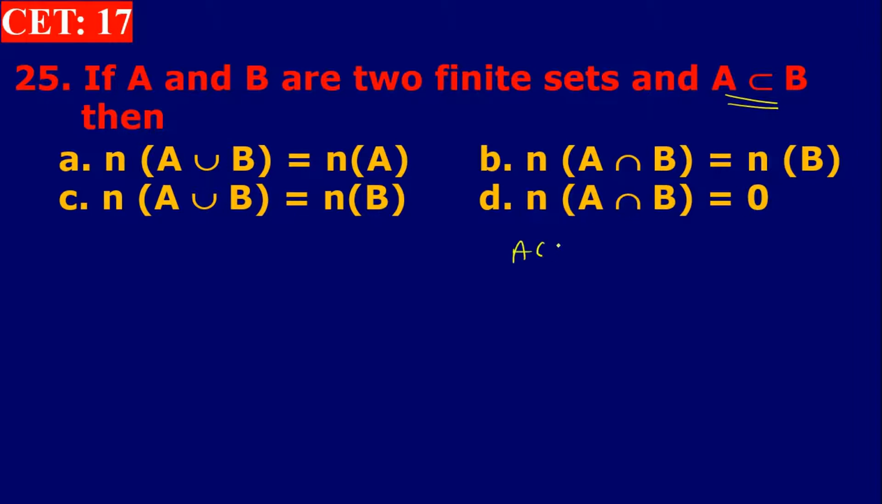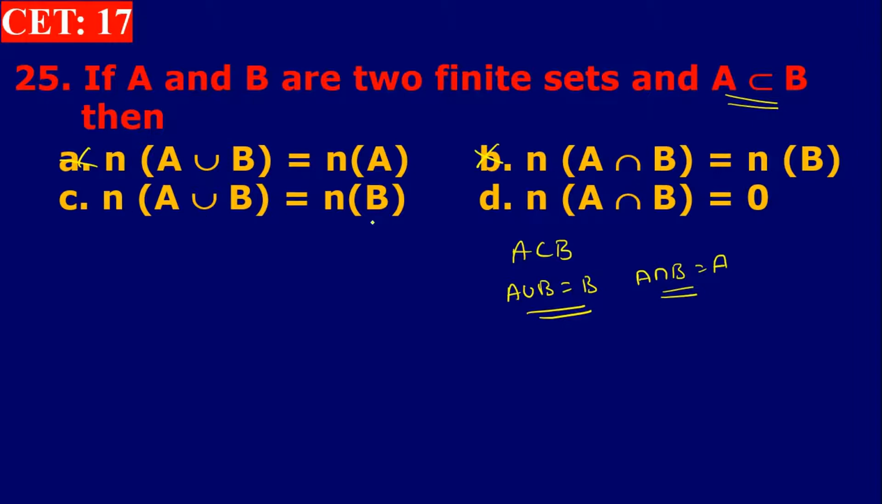So here A is a subset of B. So when you take the union, A union B, you always get the bigger set, that is B. And when we take the intersection, we always get the smaller set, it is A. We check the elements in A union B and in A intersection B. Here it is given n(A ∪ B) is the same as n(A), which is not possible, since A union B is B. So the first option is not possible. Then n(A ∩ B) = n(B): when we take the intersection, we get A, so this option is also not possible.